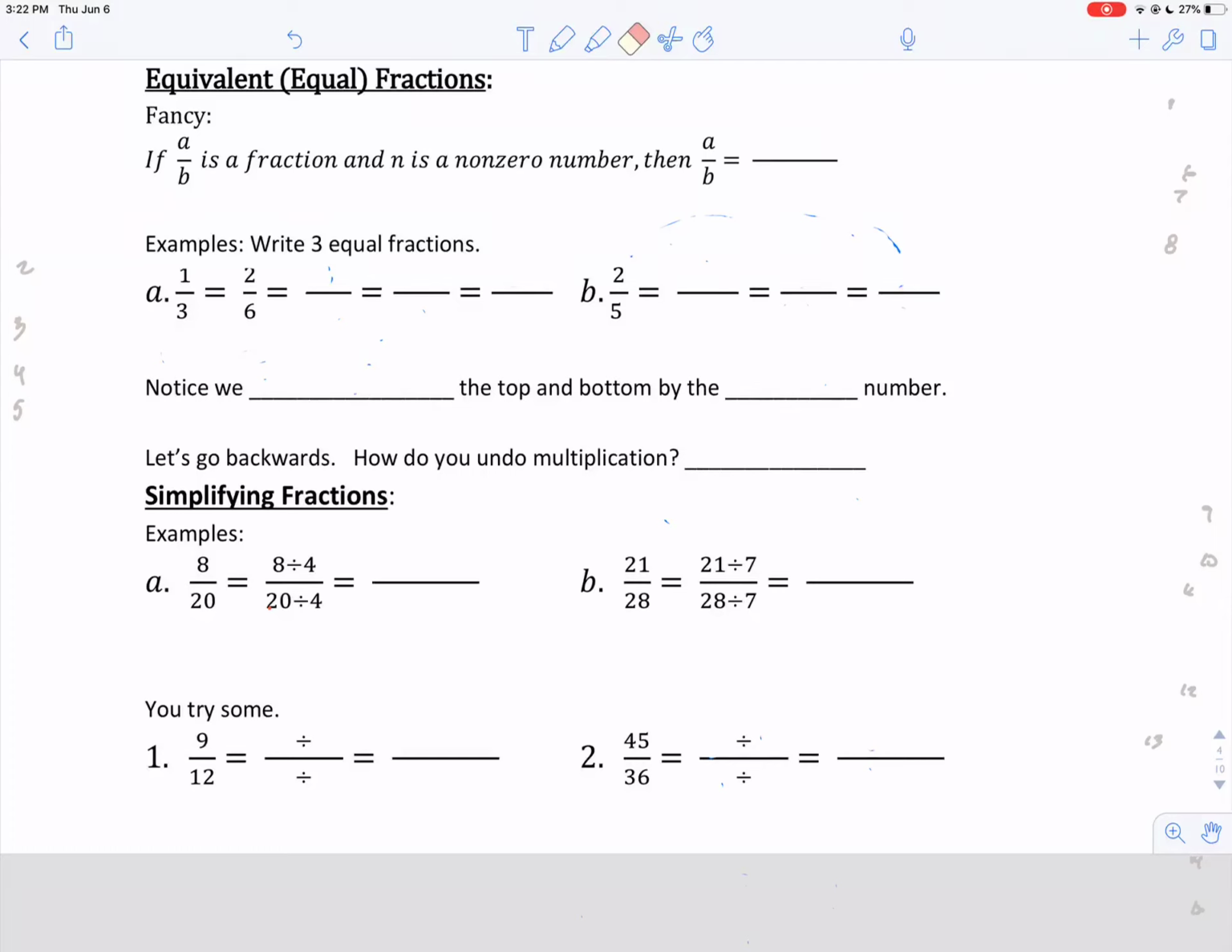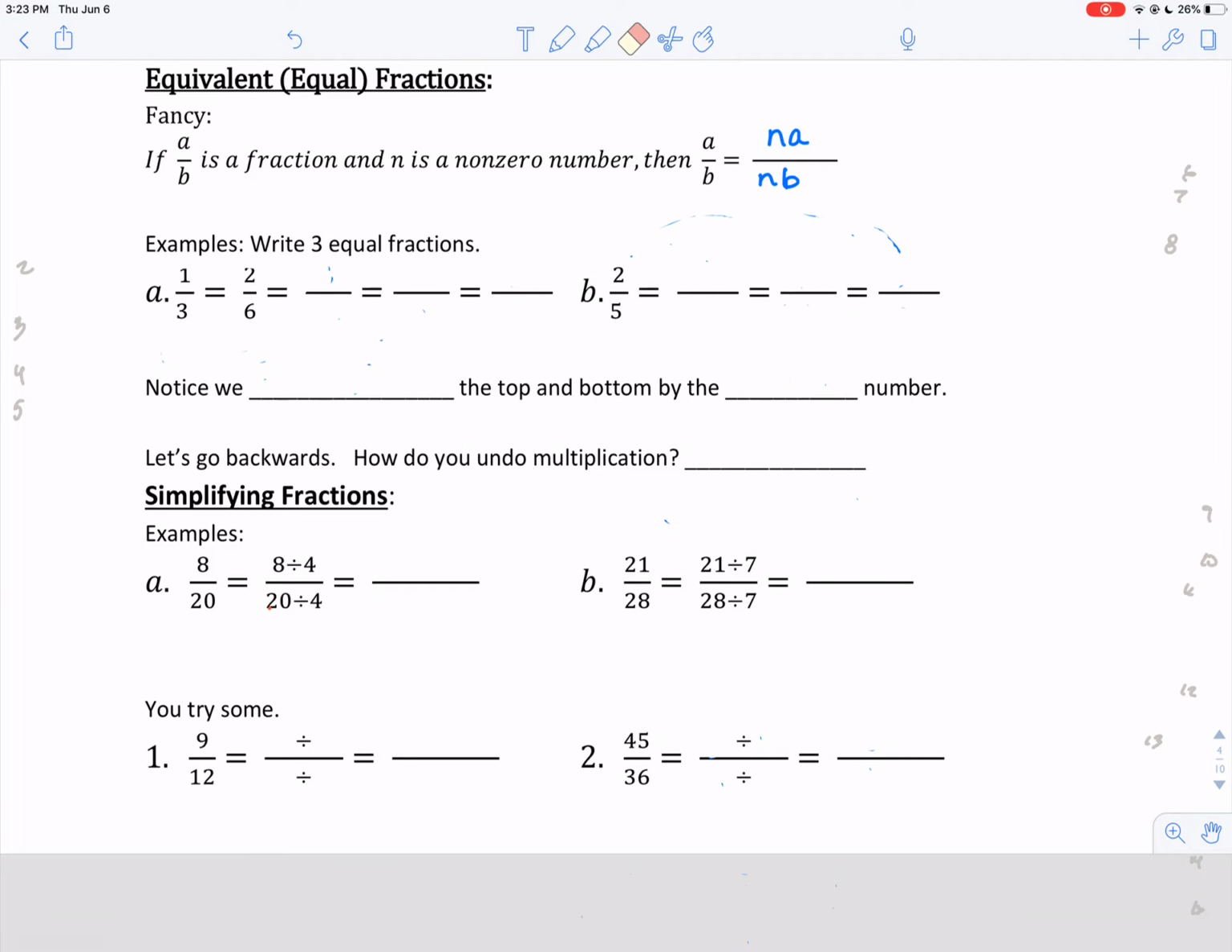In this video, we'll be discussing equivalent fractions. Now, a fancy way of defining an equivalent fraction is if a divided by b is a fraction and n is a non-zero number, then a divided by b is equal to na divided by nb. All that means is that if you multiply the top number and bottom number by the same number, you will get an equivalent fraction. So let's look at this first example.